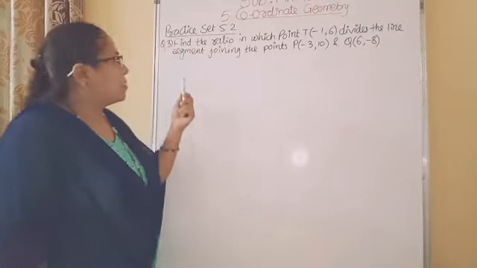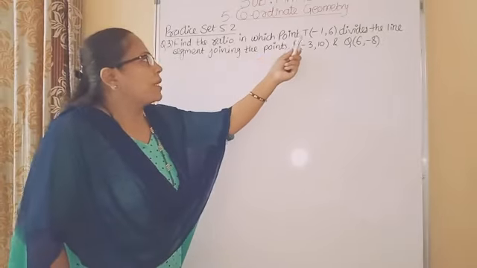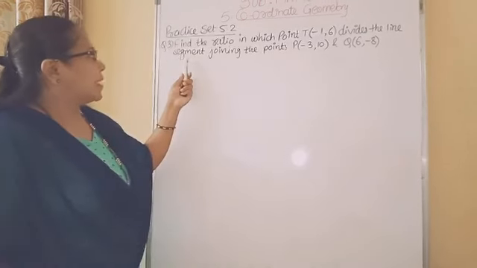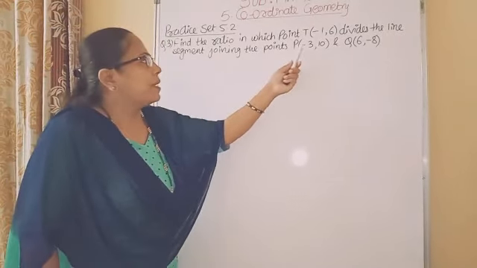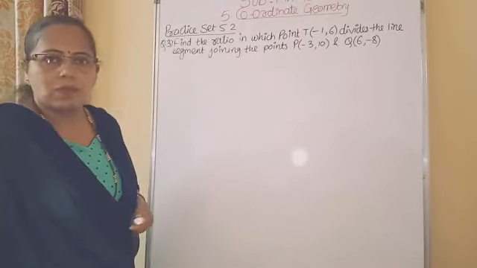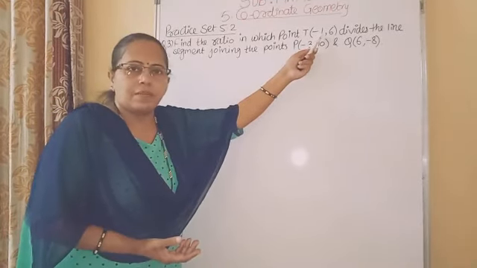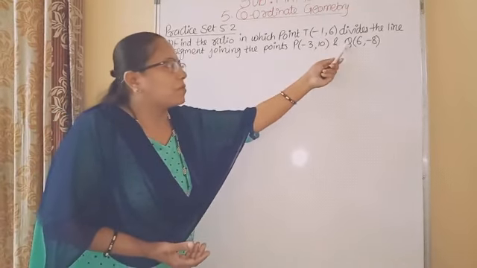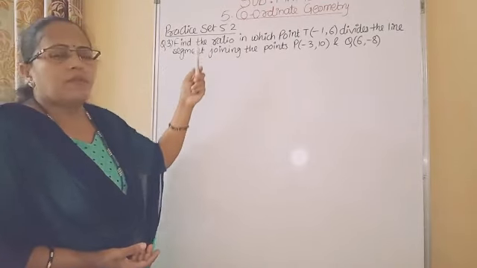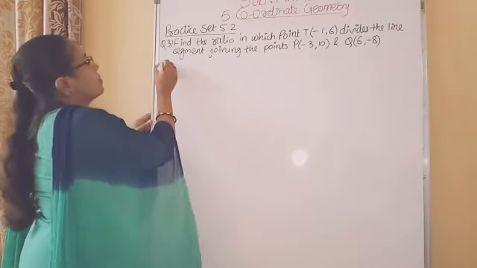Follow? Question number 3. Find the ratio in which point T(-1, 6) divides the line segment joining the points P(-3, 10) and Q(6, -8). Okay. Now here the coordinates of the point which divides the segment is given. Coordinates of the end points of the segment is given. And we have to find out the ratio in which it is divided. Okay. So let's start the solution.